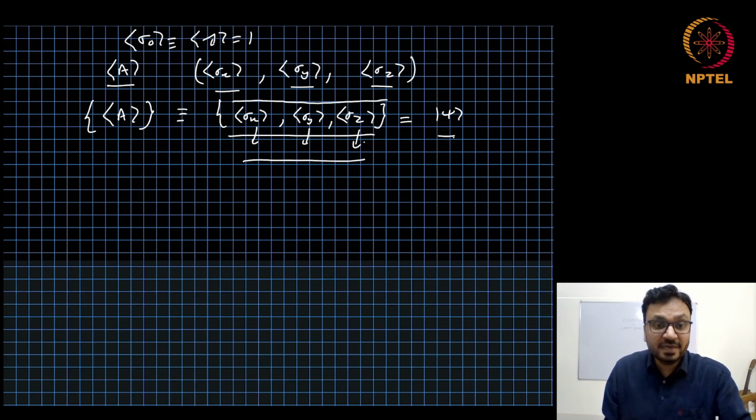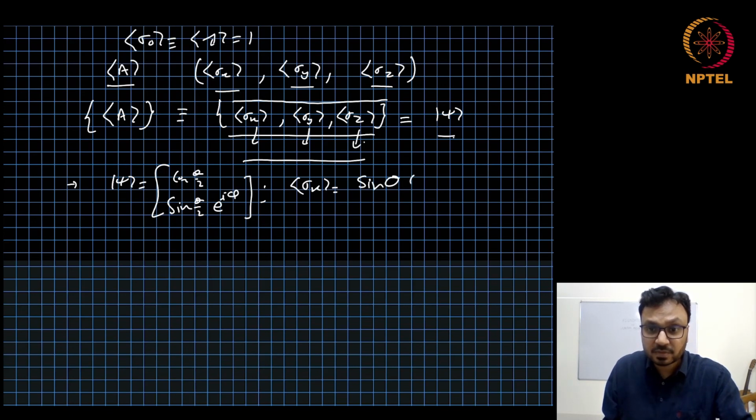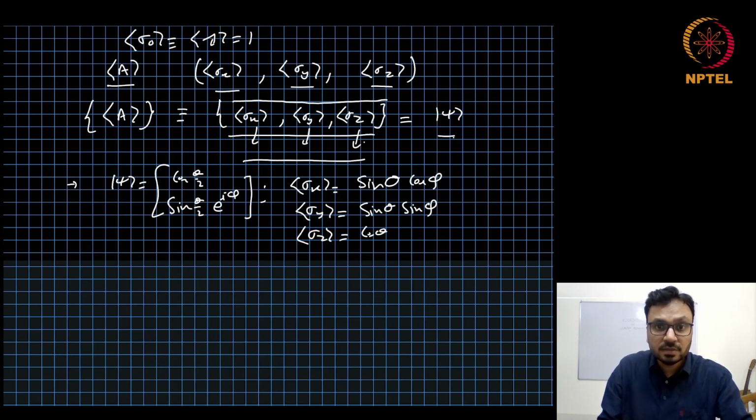Now, we have to find, given a state psi, again, the state psi is given in this form: cos of theta over 2, sine of theta over 2 times exponential of i phi. When we perform measurement, we get sigma x, which will be sine theta cos phi, sigma y will be sine theta sine phi, and sigma z will be cos theta. So these three quantities and the state psi have one-to-one correspondence.